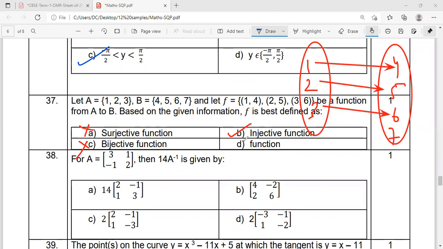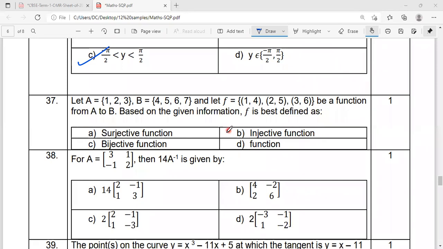Yes, it is a function, but which one is the best defined, he's saying. So this is right, but we will not say the best definition is this, because it is telling us which kind of function this is. So this is an injective function. Our option would be B. All right. Now if A is this, look again, very simple question.